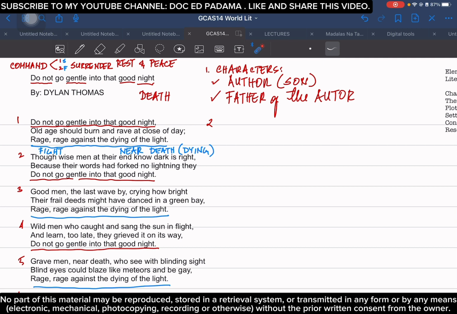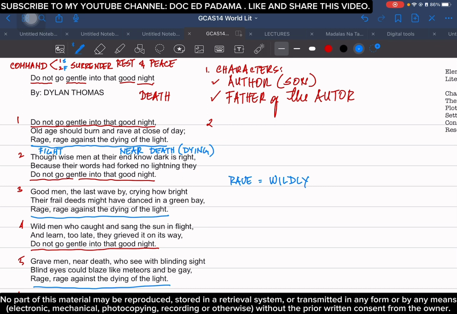So with stanza 1, do not go gentle into that good night, which was already decoded earlier. Old age should burn and rave at close of day. So what do we mean by rave? We can use the word rave as part of our vocabulary. When you talk about rave, this refers to something that is done wildly. Okay? So when you attend a rave party, it usually connotes a wild party.